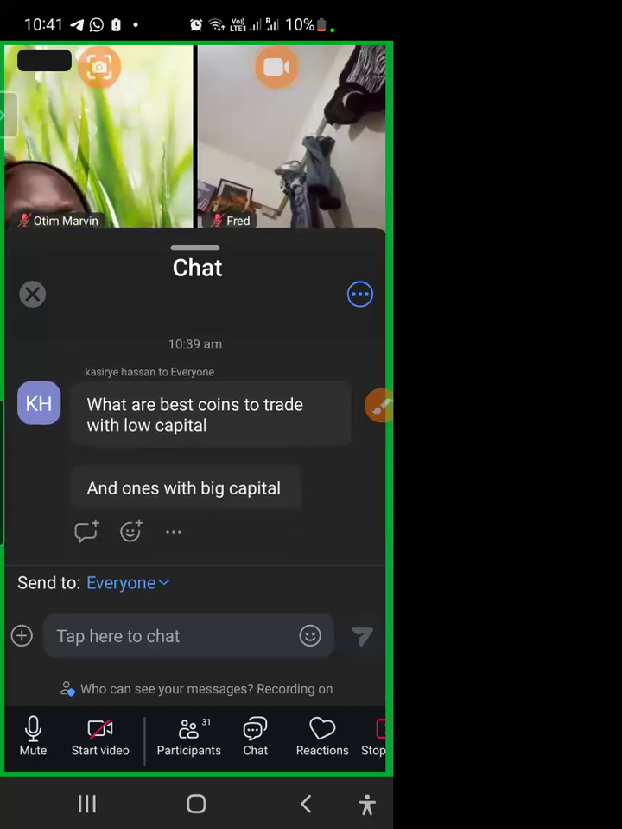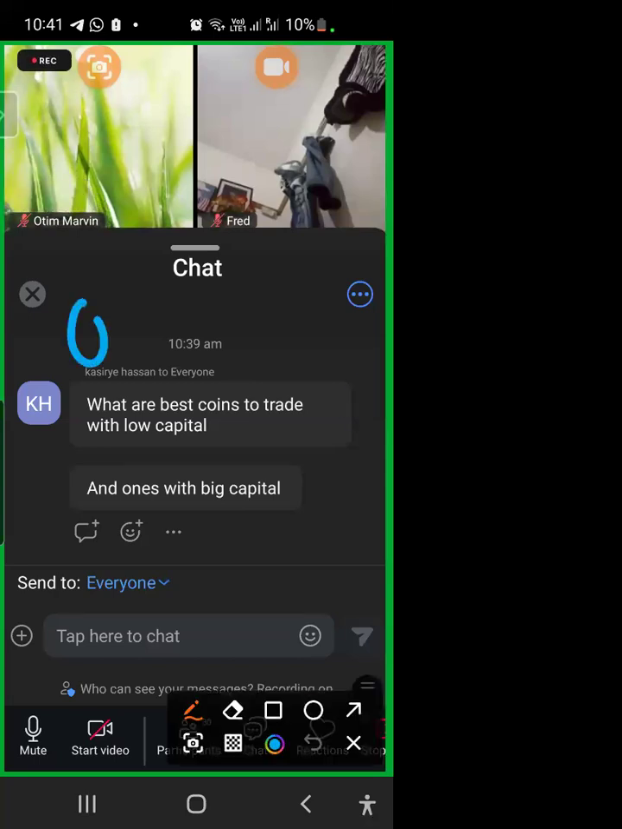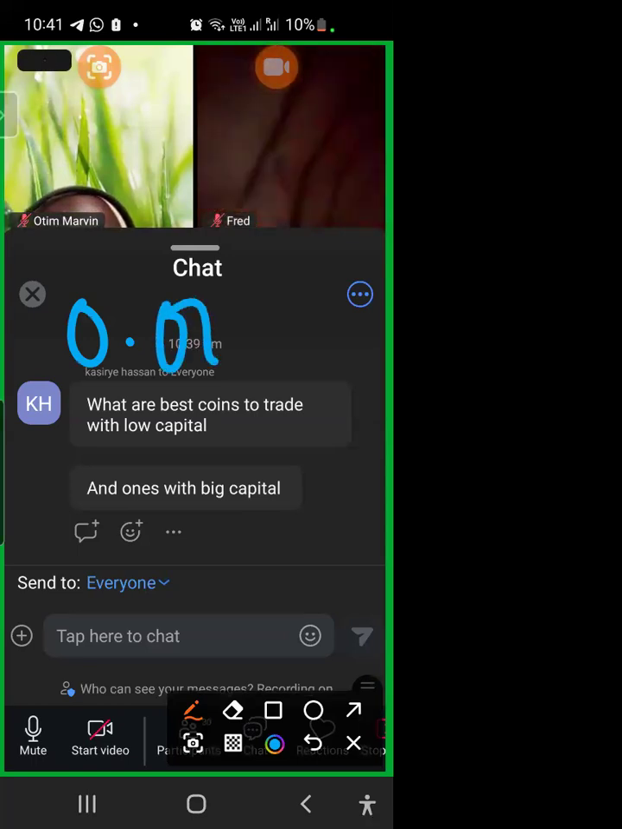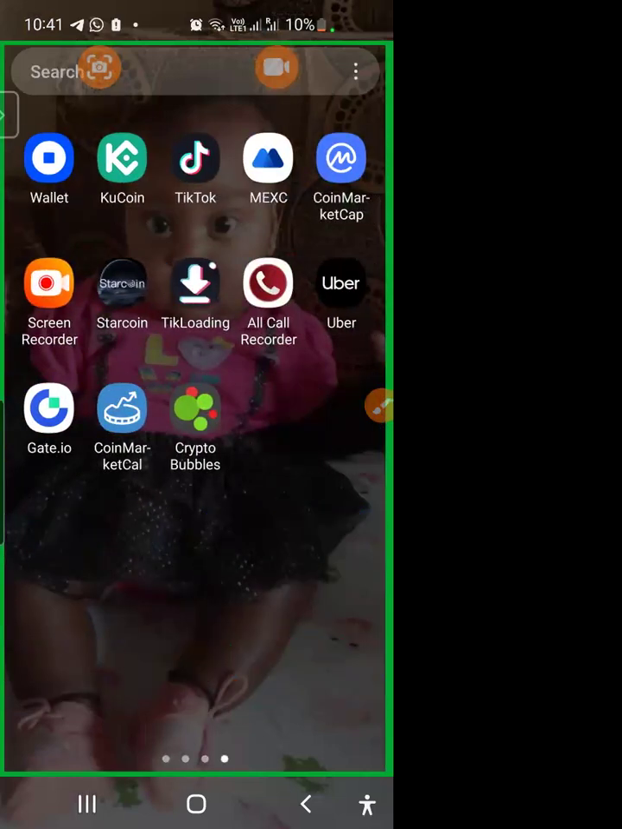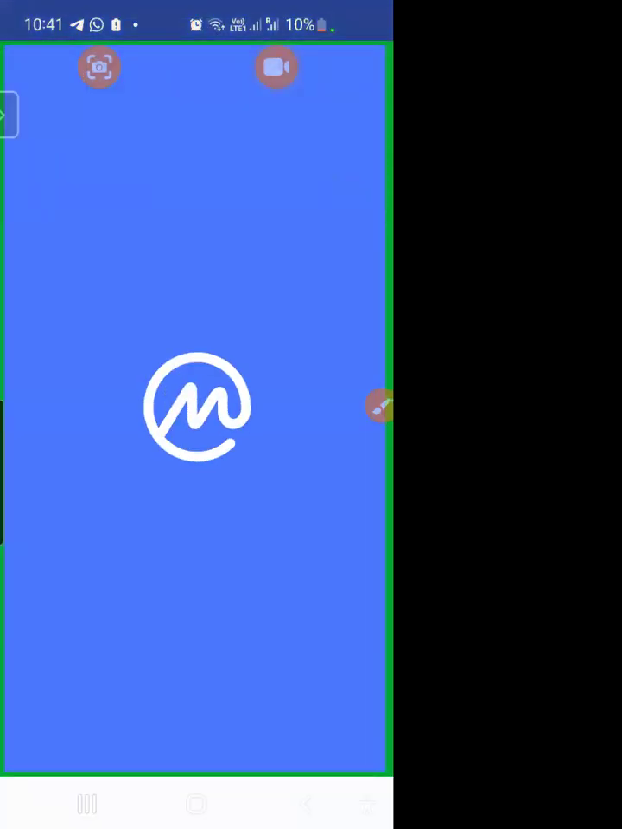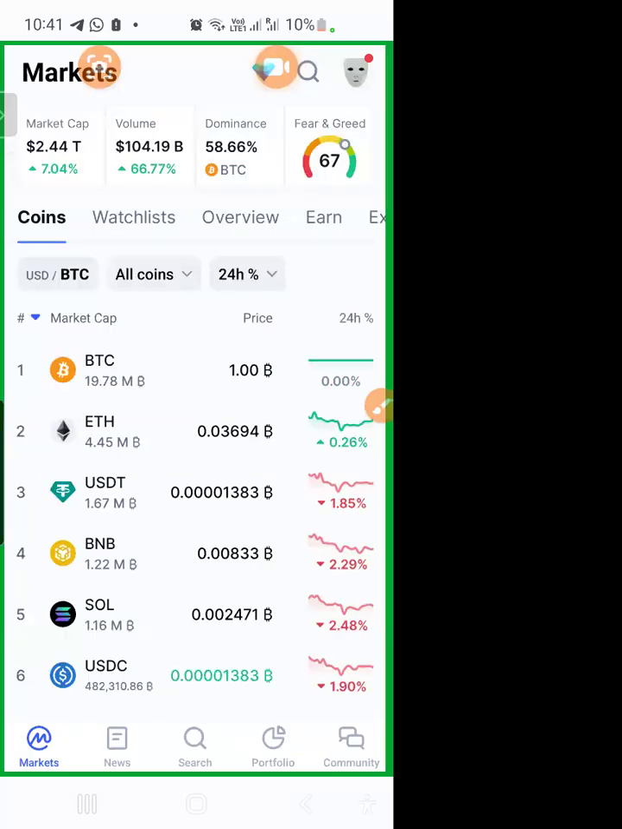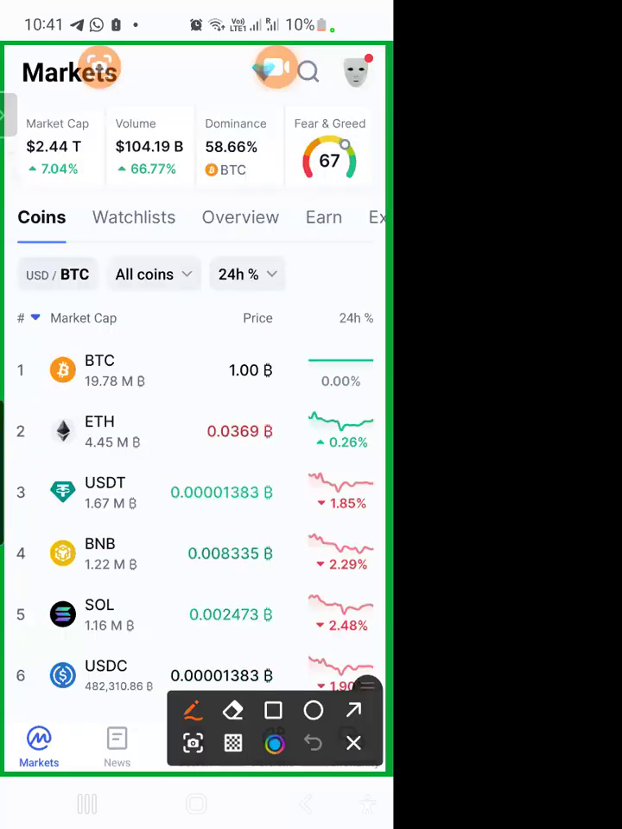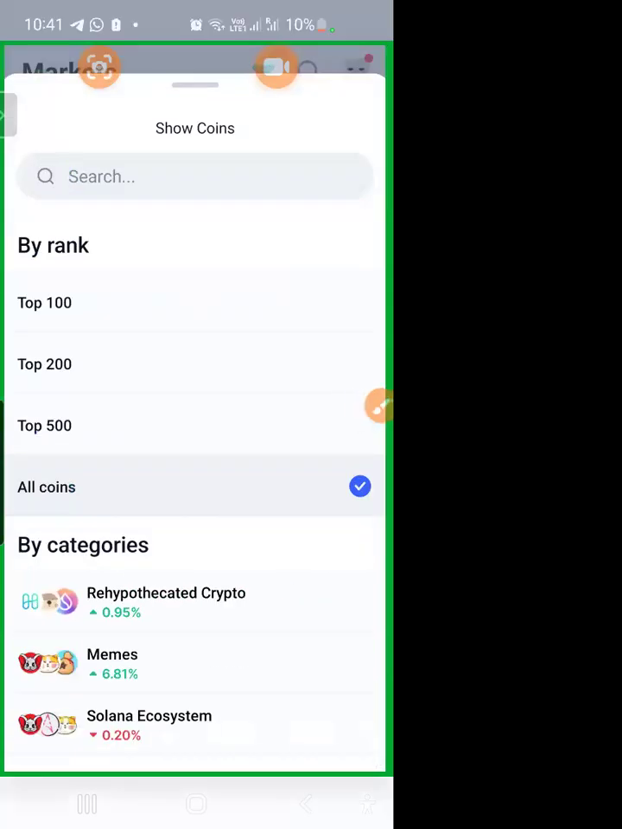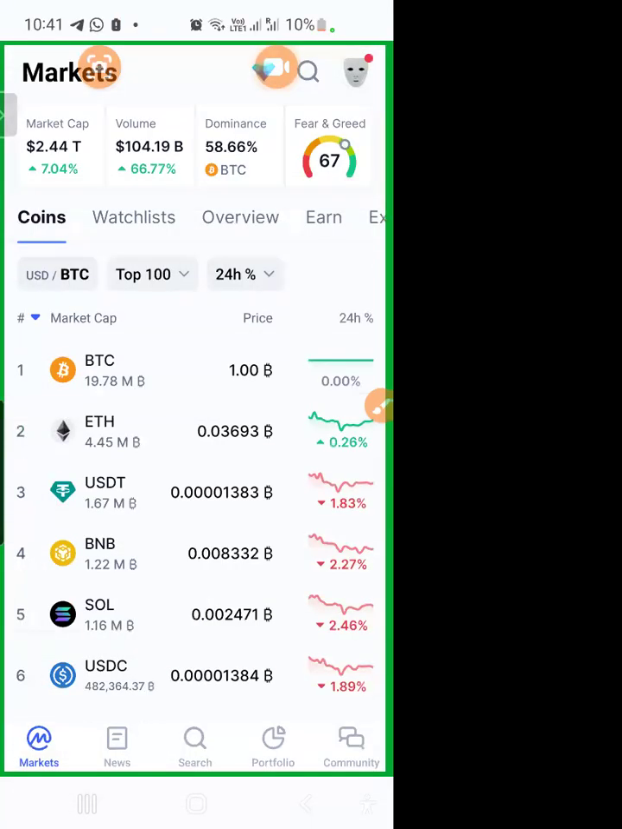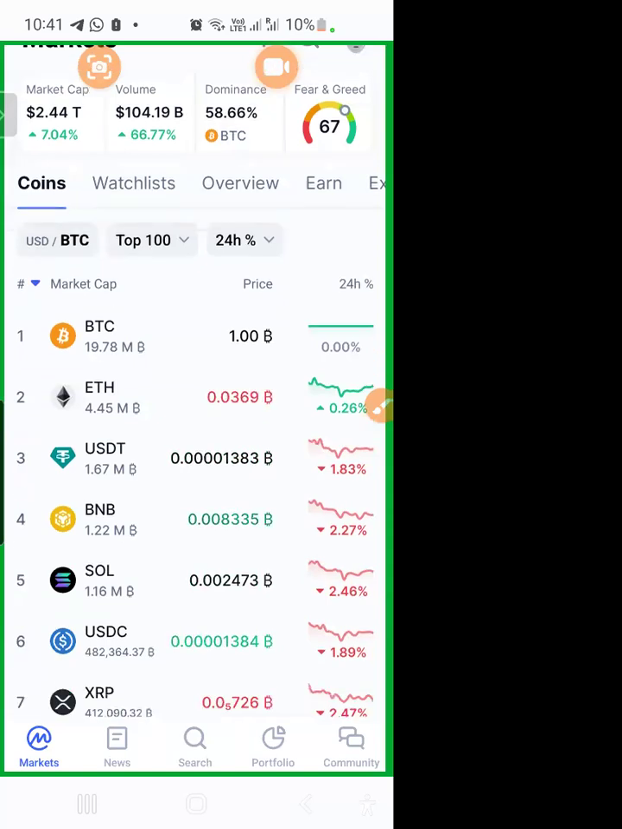The best coins to trade with low capital and with big ones. For the best coins to trade with low capital, I would advise you those coins which have very many zeros, 0.00, considering their position here at CoinMarketCap. For me, I always trade coins in between here, from the first coin to 100. Those I trade. Any coin here which has very many zeros in between.